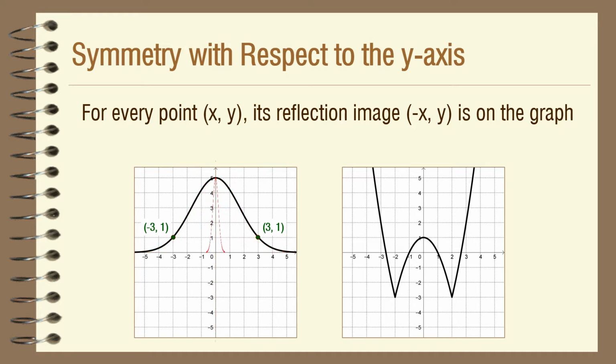You have to show that all the points will be symmetric. Again, on the graph on the right, if we happen to have a point 2, -3, and x is 2, then -2, -3 would also have to be a point. And not only those points, but all the points that are on the graph.